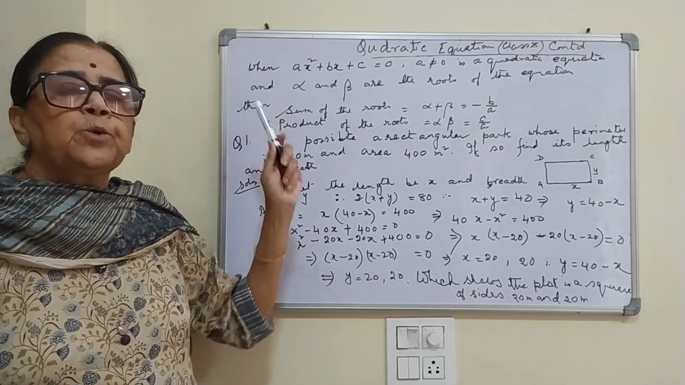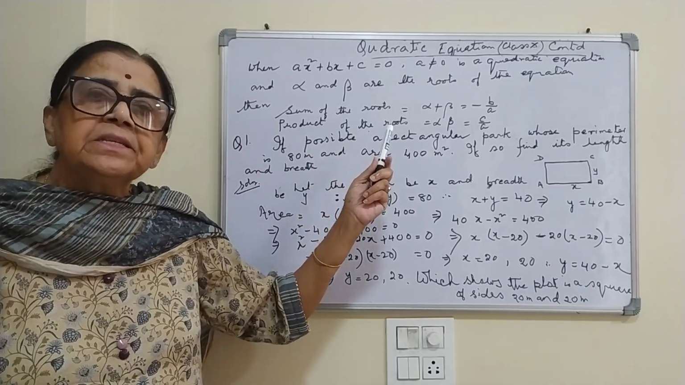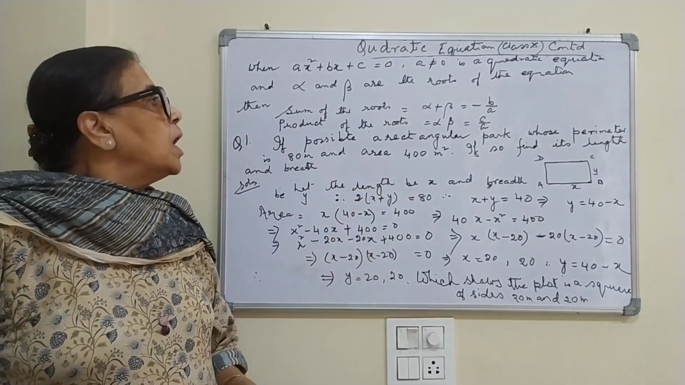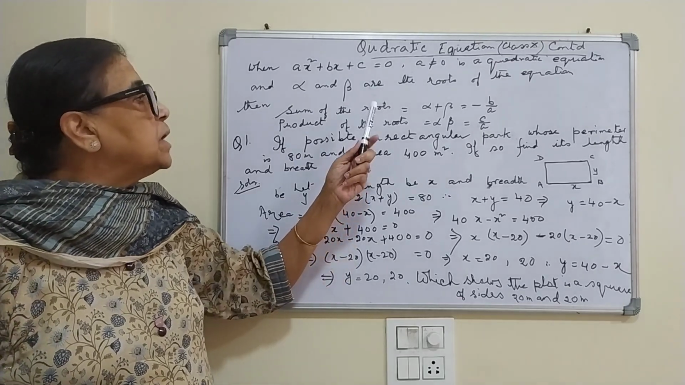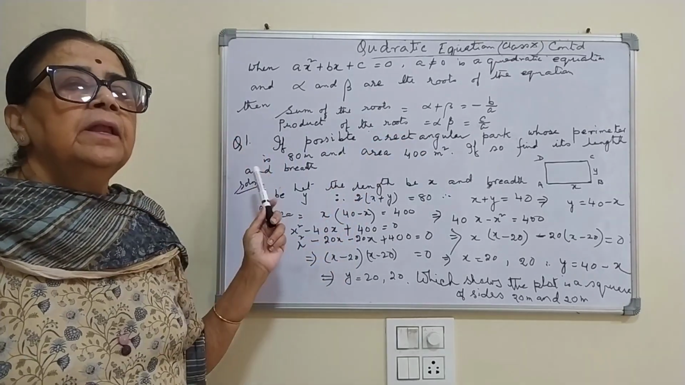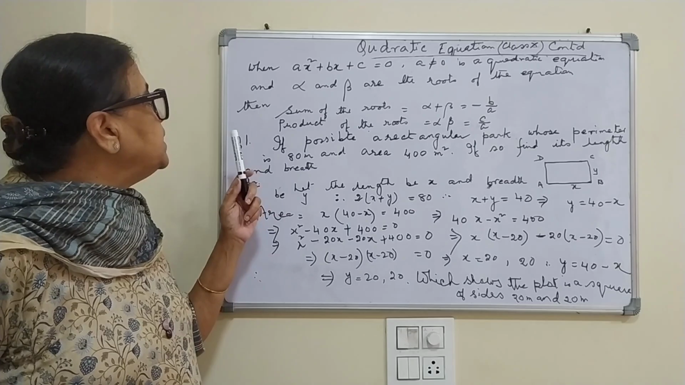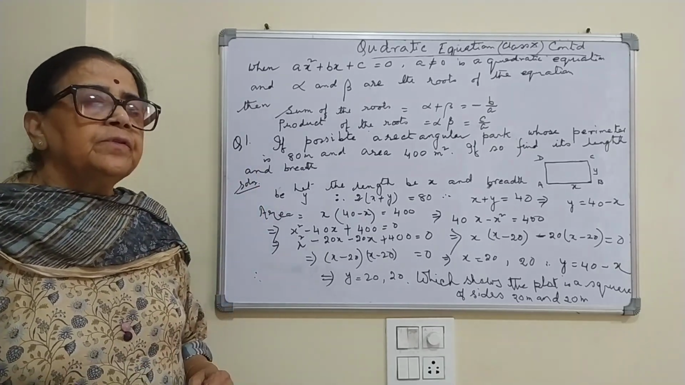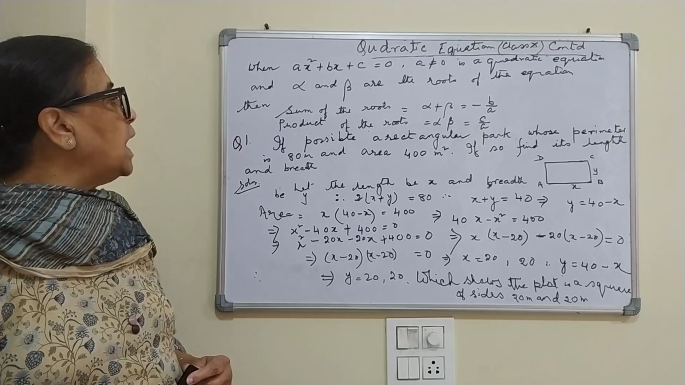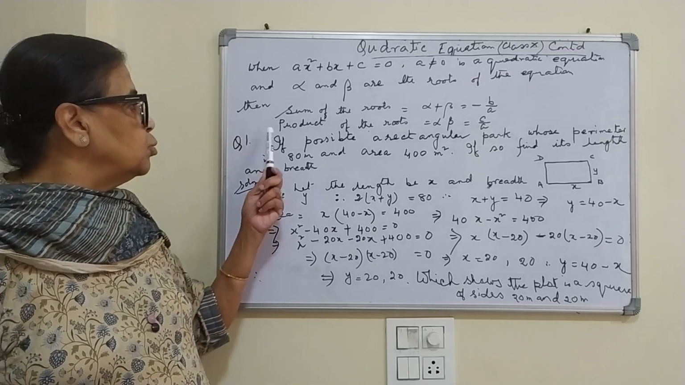When ax square plus bx plus c is equal to 0 and a not equal to 0 is a quadratic equation, then alpha and beta are the roots of the equation. Yes, roots of the equation. We denote them by alpha and beta.